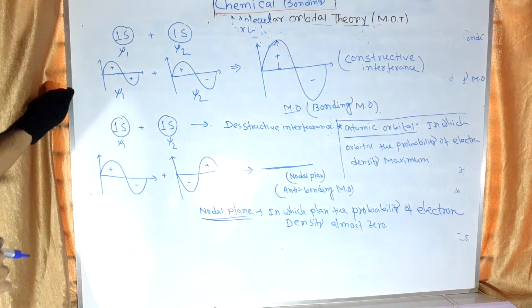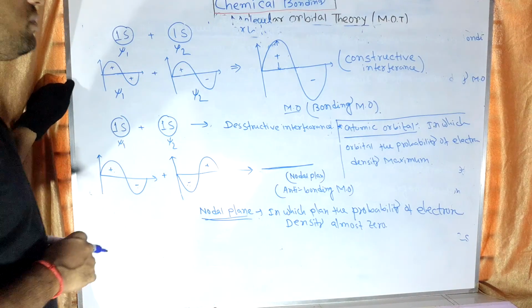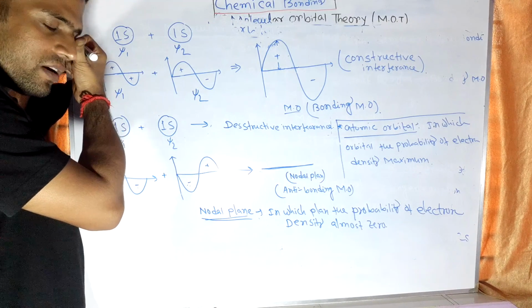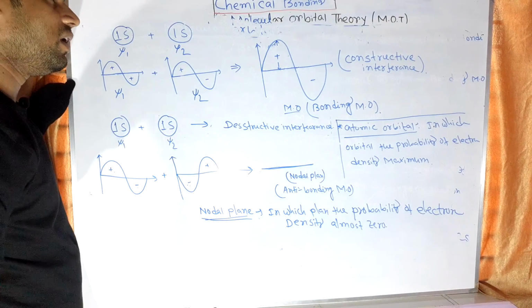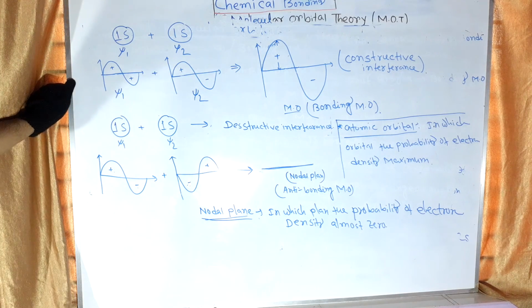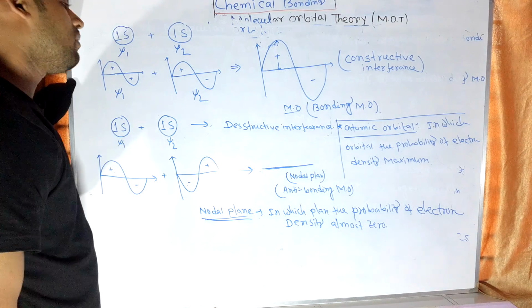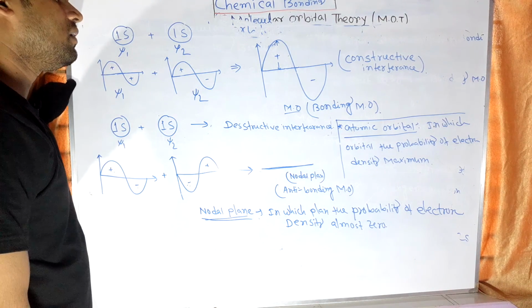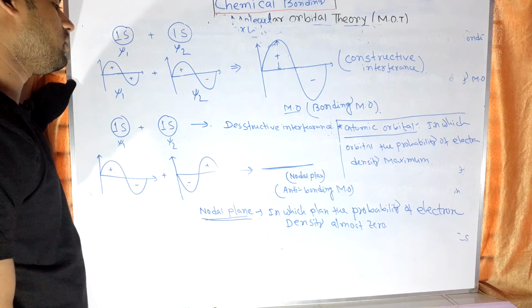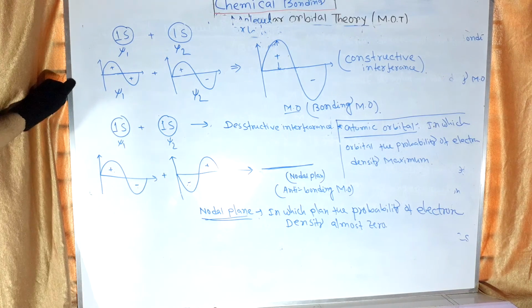So the summary of today's class: the bonding orbital, the antibonding molecular orbital, and the overlapping method; the difference between atomic orbital and molecular orbital; the limitation of VBT, or valence bond theory, then the M.O.T theory; the explanation of constructive and destructive interference; the wave nature of the function according to the Schrodinger equation; and the difference between atomic orbital and the nodal plane.